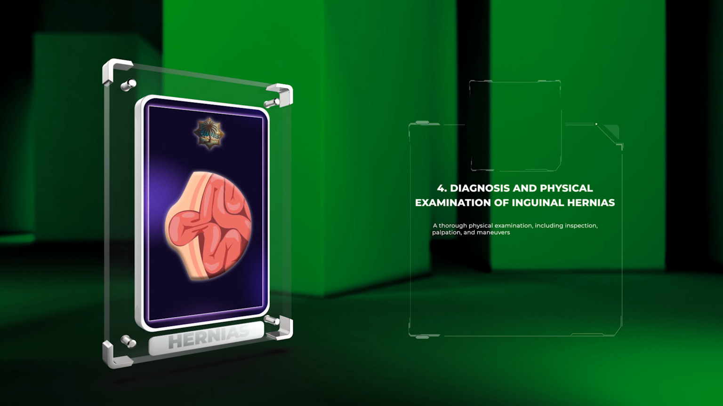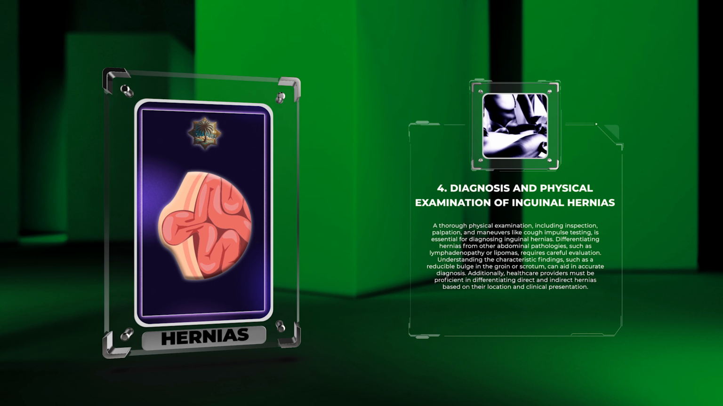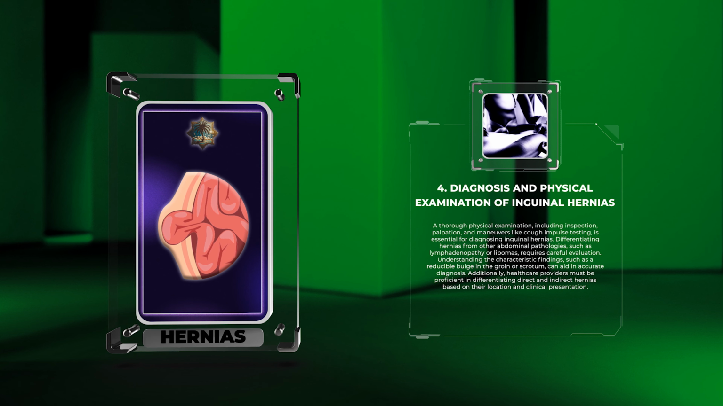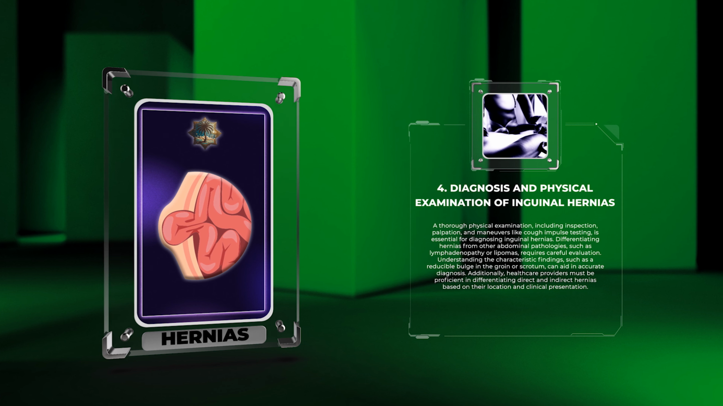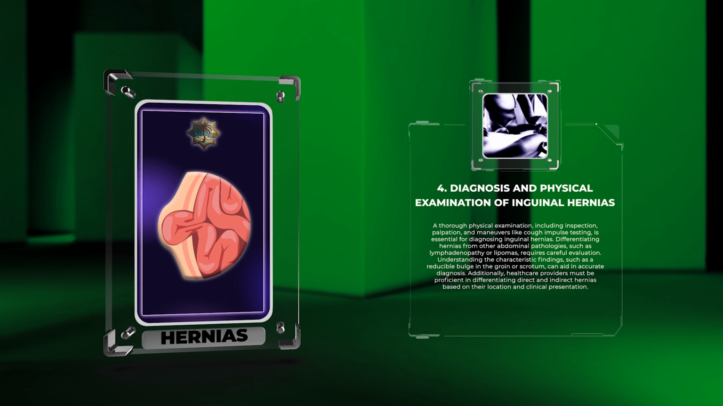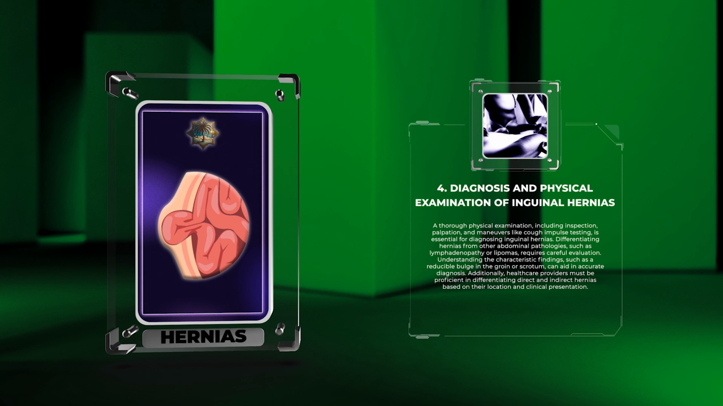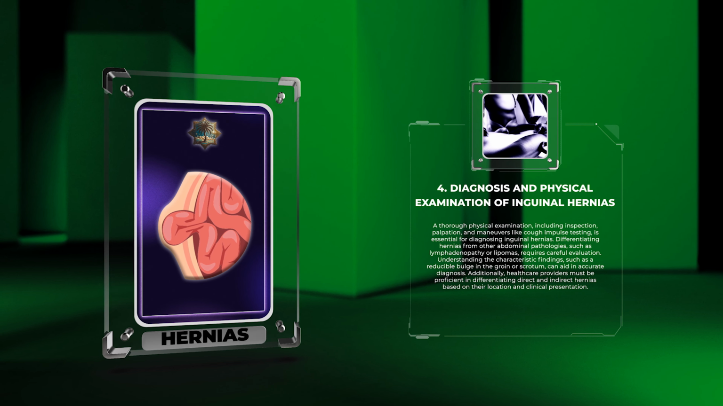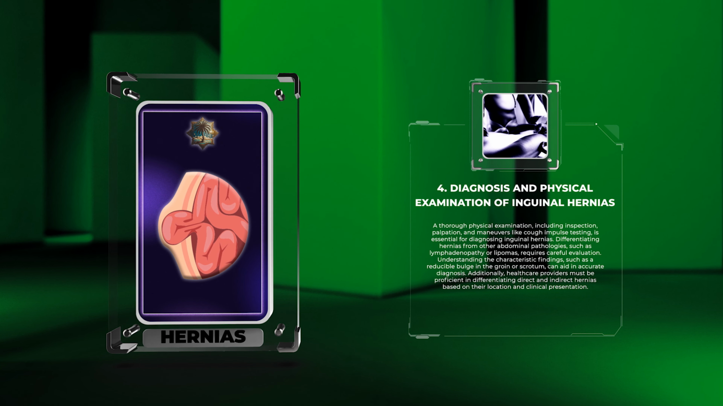A thorough physical examination, including inspection, palpation, and maneuvers like cough impulse testing, is essential for diagnosing inguinal hernias. Differentiating hernias from other abdominal pathologies, such as lymphadenopathy or lipomas, requires careful evaluation. Understanding the characteristic findings, such as a reducible bulge in the groin or scrotum, can aid in accurate diagnosis. Additionally, healthcare providers must be proficient in differentiating direct and indirect hernias based on their location and clinical presentation.